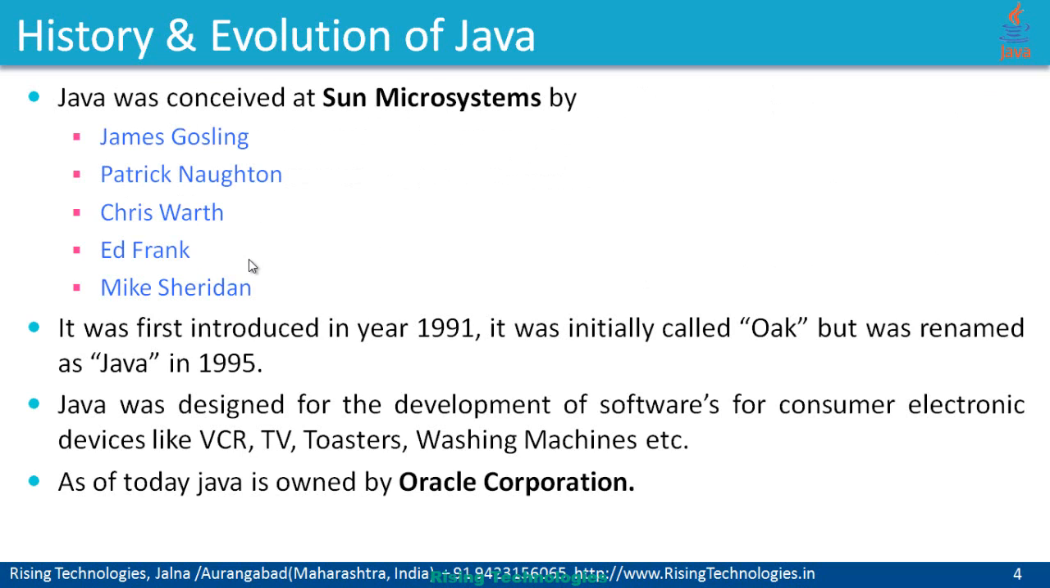Initially, Java was conceived at Sun Microsystems by this team. This team contains James Gosling, Patrick Naughton, Chris Warth, Ed Frank, and Mike Sheridan. It was first introduced in 1991 and was initially called Oak, but was renamed Java in 1995. Java was designed for the development of software for consumer electronic devices like VCRs, TVs, toasters, washing machines, etc. But as of today, Java is owned by Oracle Corporation.